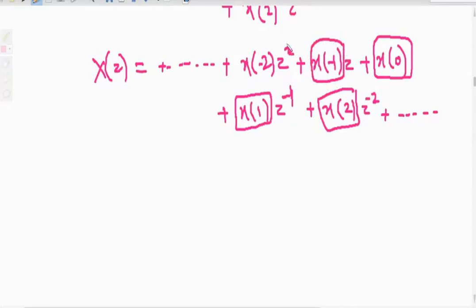Then here z has a positive power, z square. Then here we are getting negative value of n. That's why here x of -2. Okay. So what is your observation? That with negative power of constant term means x of 0.